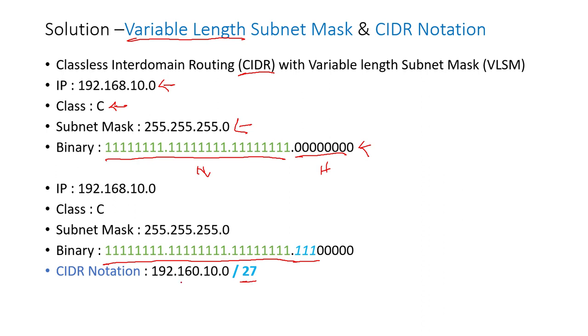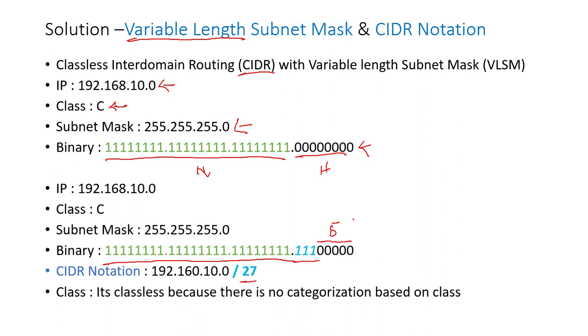This is the CIDR representation or CIDR notation to represent the subnet mask, the variable length subnet mask. What we are saying is the network bits are 27, and these are the host bits now. 5 bits are for the host bits. And what is the class? There is no class. It is classless. Why? Because there is no categorization based on the classes.